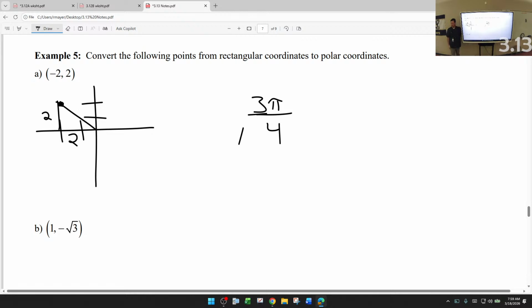2 squared is 4. 2 squared is 4. 4 plus 4 is 8. Got to take the square root of it. They may want root 2, I don't know. If you end up at the even ones, that's pretty easy because that's the fourths.